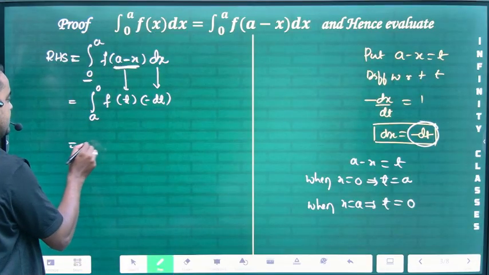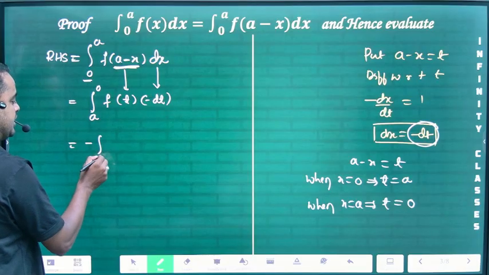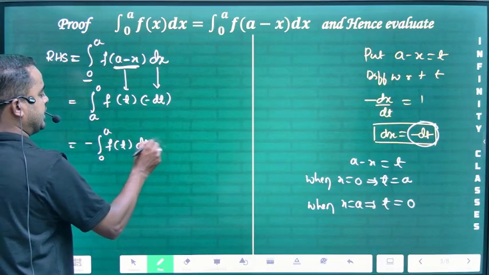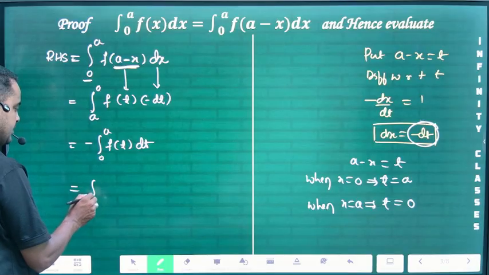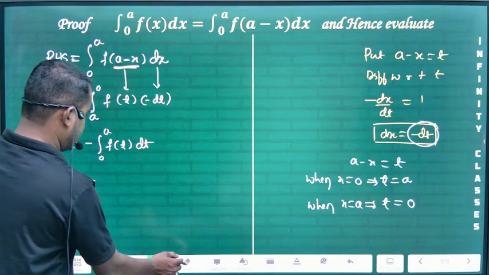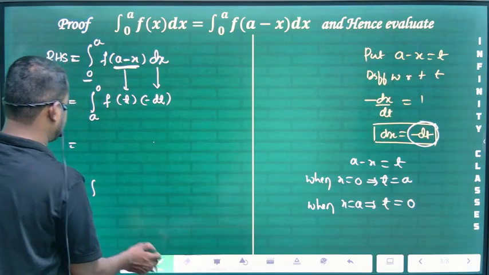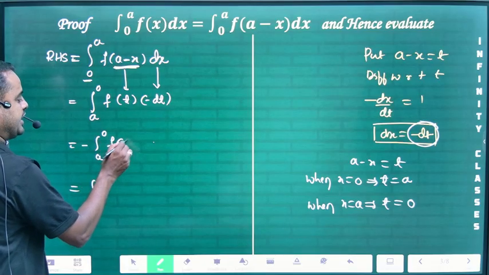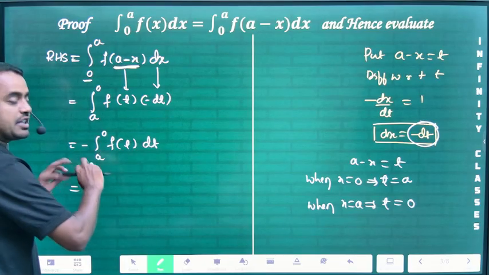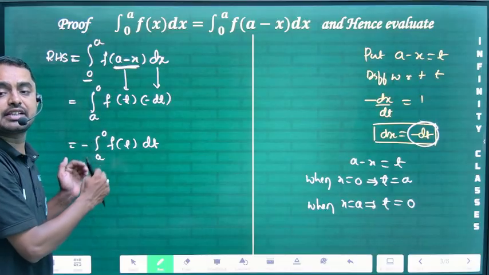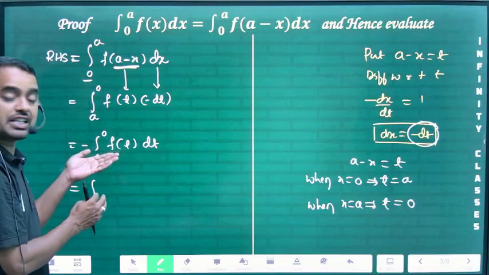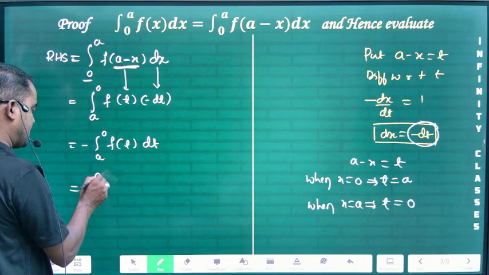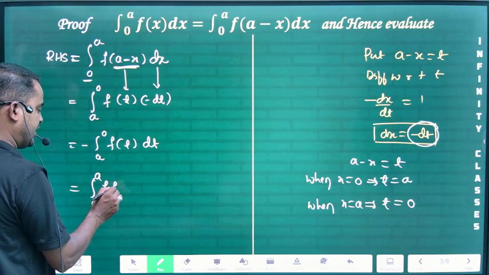Minus dt. Then take the minus sign outside. Integration from a to 0 of f of t dt. Now interchange the limits. If you change the limits, the sign of the integral will change. That is, minus into minus becomes plus. That is 0 to a f of t dt.